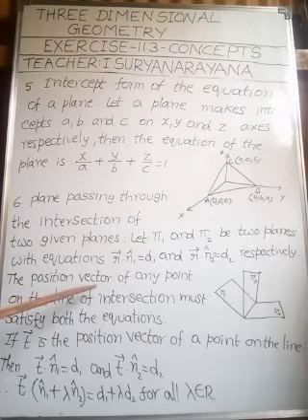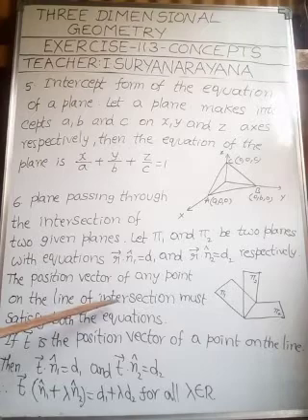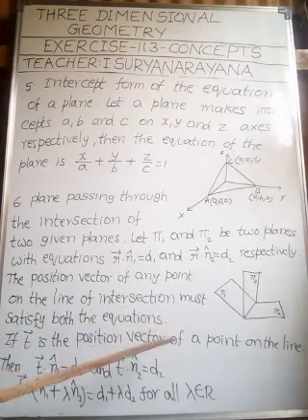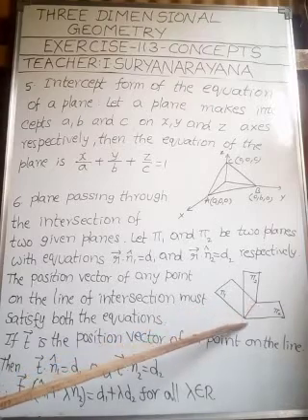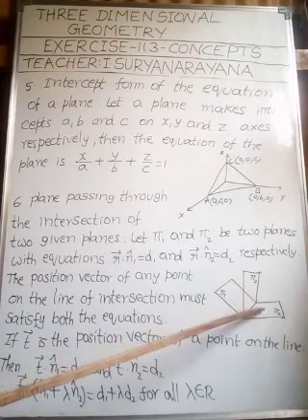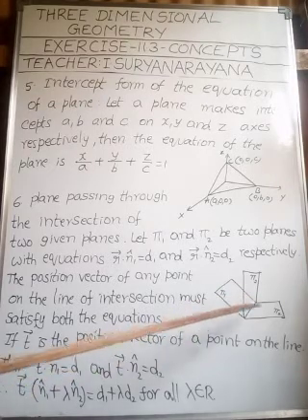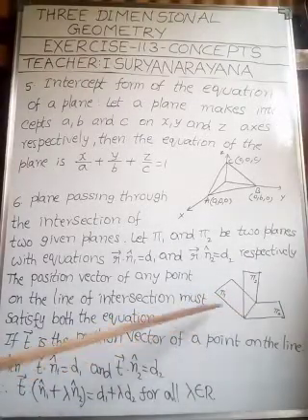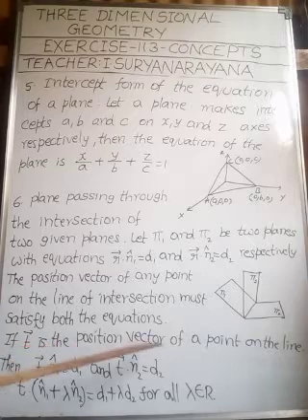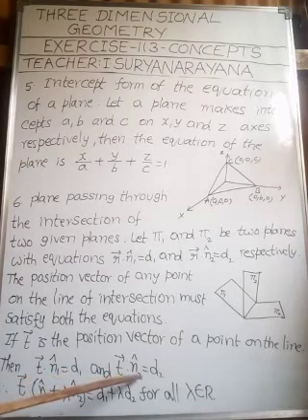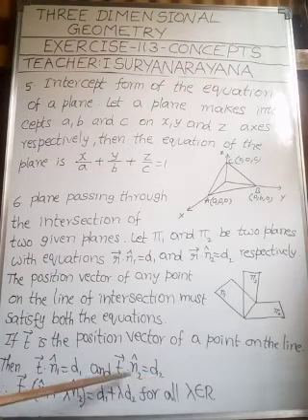Right. The position vector of any point on the line of intersection must satisfy both the equations. Yes or no, my children? If any point is lying on this line of intersection, then this point satisfies this plane equation and this plane equation. Yes or no, my children? This is a common part. That is why it satisfies both equations. If t bar is the position vector of a point on the line, then t bar dot n1 cap is equal to d1 and t bar dot n2 cap is equal to d2. Yes or no, my children?